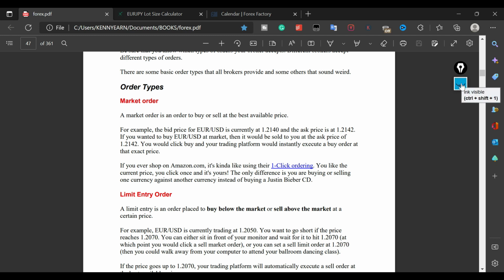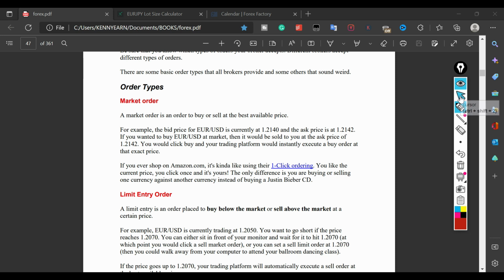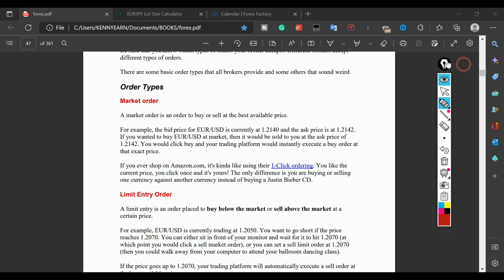This is lesson 6. On this one we're going to be talking about types of orders, the kind of orders we use in the Forex market. These orders are the way we take our trades in the market.